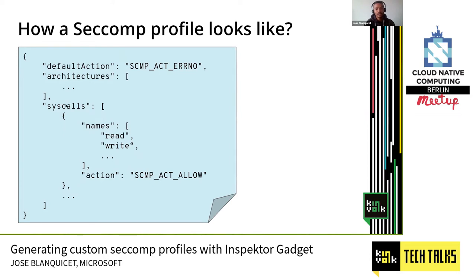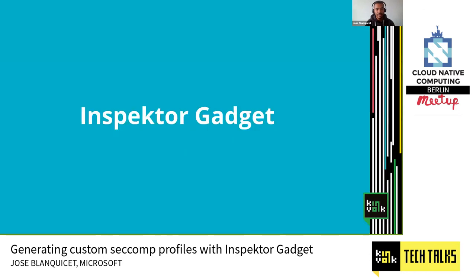And then we have the syscall field where we define, look, it is an array. So we can define for a subset of system calls an action that will override the default action. So for example, in this example I put here, we have read and write that will be allowed instead of returning an error as the default action set. We can have many of these here and define our own custom seccomp profile.